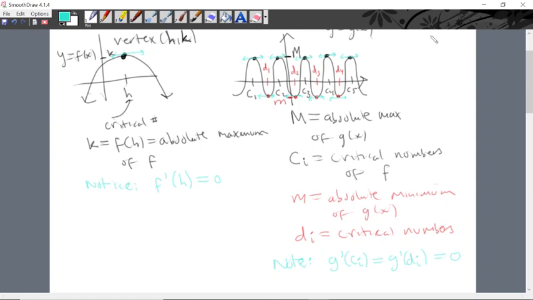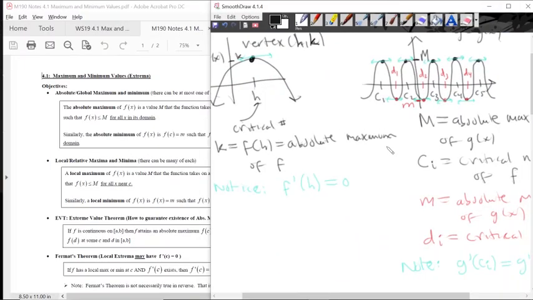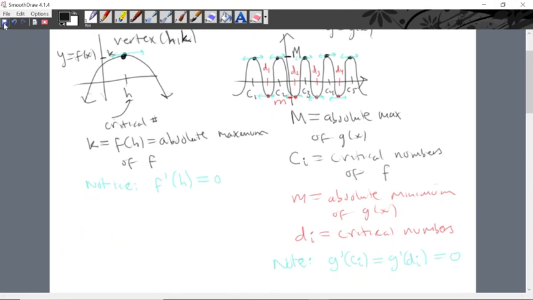Is it possible to create a function that has an absolute maximum where the derivative is not equal to 0? Yes, it is. How would that be possible? How would it be possible that we have a y value that is greater than or equal to any other y value we could attain, but where the derivative, for the critical number associated with that y value, is not equal to 0?